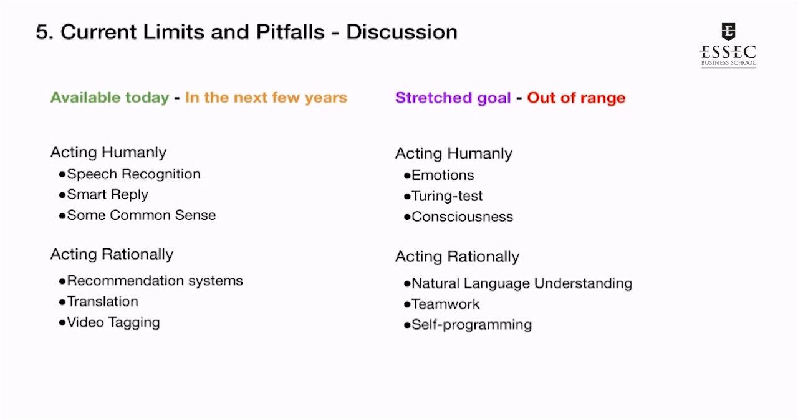Consciousness definitely has a range. Okay. Yes? Emotions too. All right. Natural language understanding is currently available now. Okay. Self-programming is also currently available. All right. Recommendation systems is available. Yes, okay. Teamwork is a stretch goal. Teamwork, okay. Good, so let's see the answers.